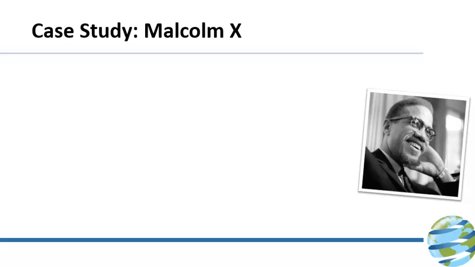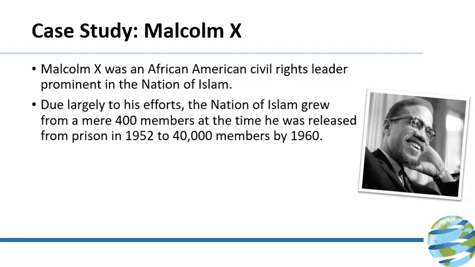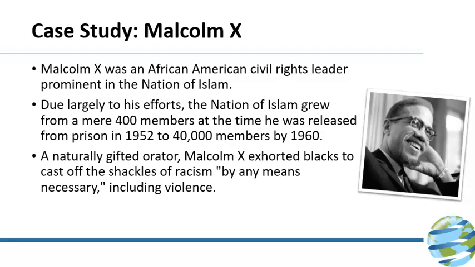Our next example, however, is less peaceful. Malcolm X was an African American civil rights leader who was prominent in the Nation of Islam, which is a civil rights movement, a party. Due largely to his efforts, the Nation of Islam grew from a mere 400 members at the time when he was released from prison in 1952, and then by 1960 had 40,000 members, and so this is an incredible increase in support for that party.